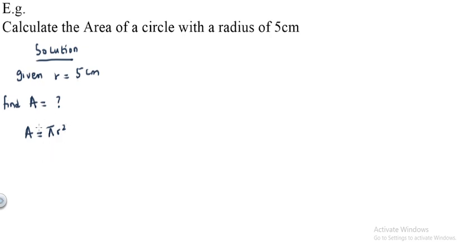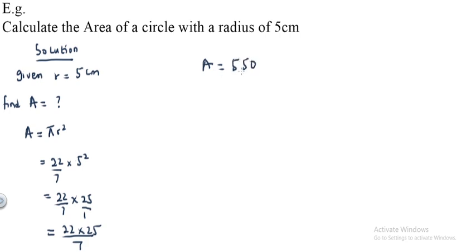Now, pi is always 22 over 7, so we can say 22 over 7 times 5 squared. This is equal to 22 over 7 times 25. 5 squared is 25, which is 25 over 1. I can multiply the numerators, so that I have 22 times 25 divided by 7. My area would then be equal to 22 times 25, which is 550, divided by 7. If I divide this by 7, my area will be equal to 78.57 centimeters squared.